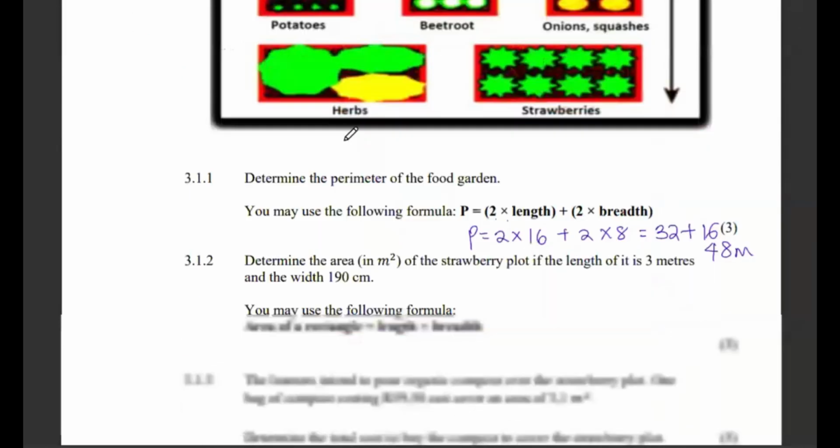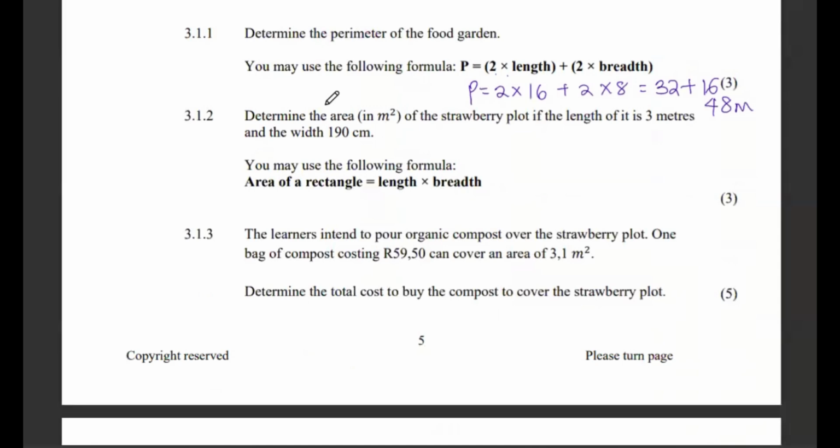Determine the area in meters squared of the strawberry plot if the length of it is 3 meters and the width is 190 centimeters. Take note, they want the area in meters squared. The units are not yet the same. So we change it to meters by dividing by 100. So now you have 1 common unit and the area is good to go.